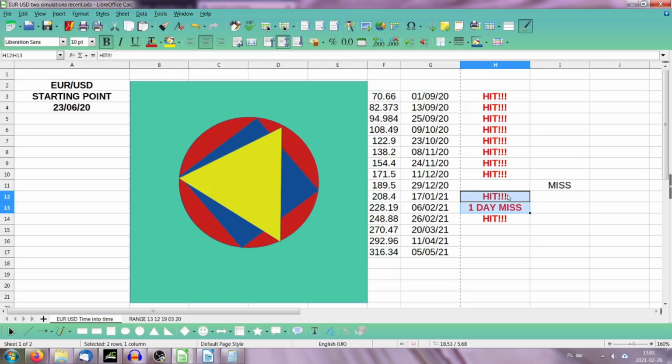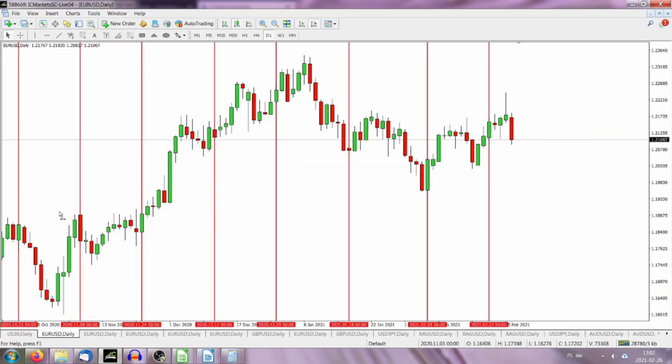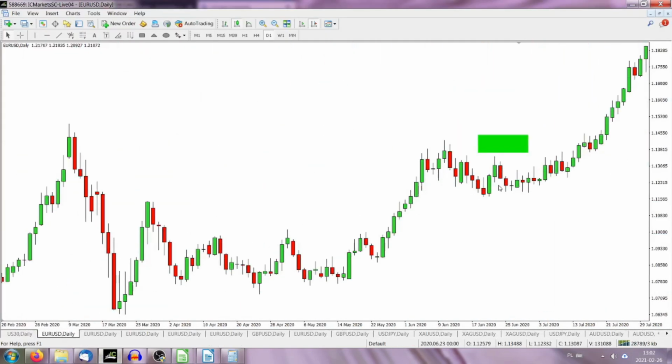And in this way, the most important part is to find the right starting point. How did I find this one? Let me just show you. And we are here, on this chart. This is the starting point.